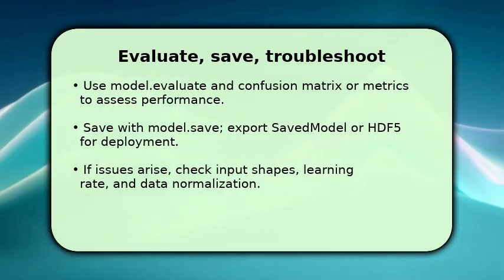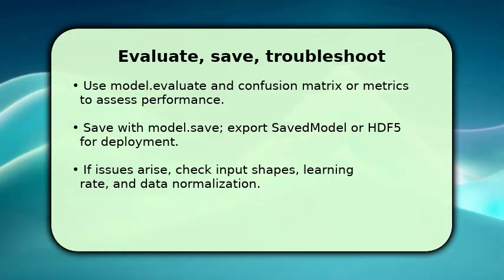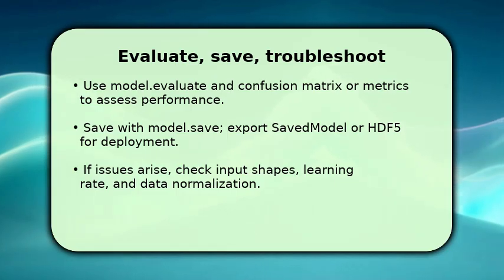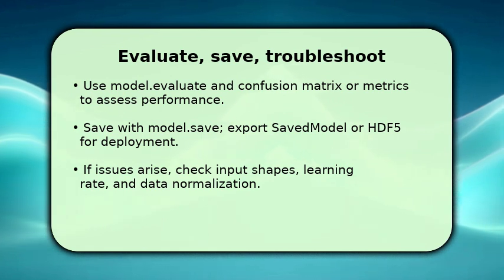If training fails or performance stalls, check common culprits: mismatched input shapes, improper normalization, or a too high learning rate. Adjust those elements, retrain, and iterate until results stabilize.